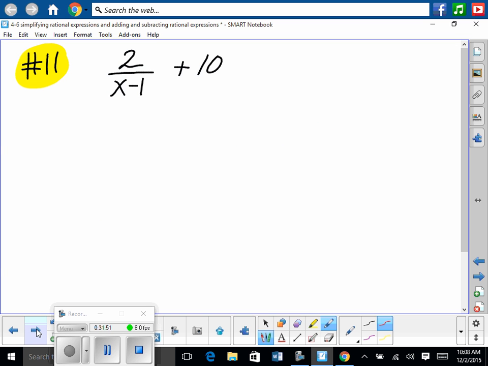Okay, number 11. 2 over x minus 1 plus 10. We need to get a common denominator. This one always throws people off, but it shouldn't. This is just 10 over 1. So our common denominator is x minus 1.